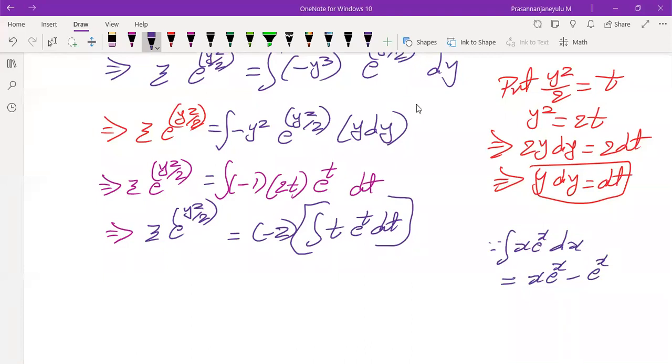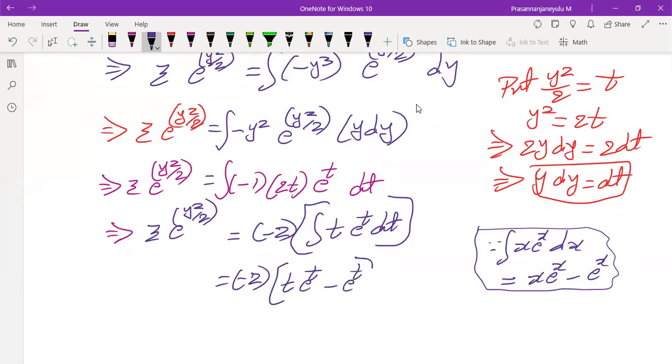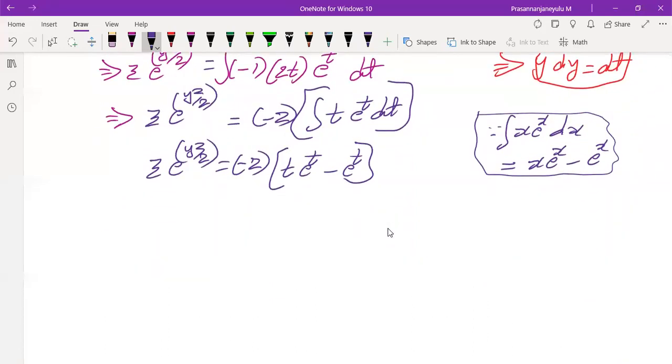Yes or no? So using this formula, I'm writing the right hand side integration in terms of t variable. So minus 2 into what we'll get? Integration of t into e power t is t into e power t minus e power t. Z into e power y square by 2 on the left hand side. Now total integration is completed, but we can still add c. But first replace t, which we considered as y square by 2. Replace t is equals to y square by 2.